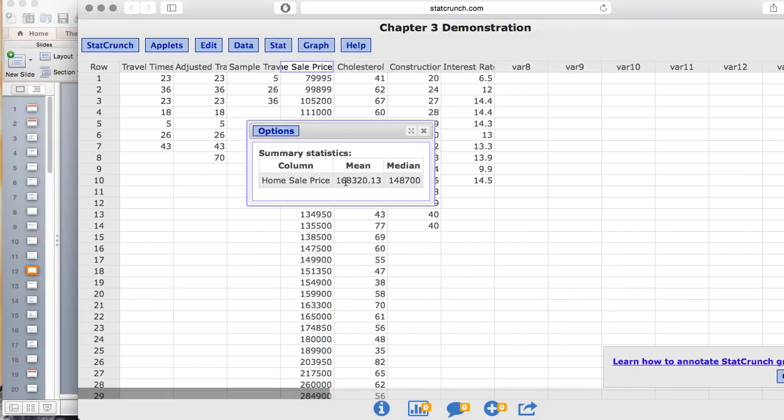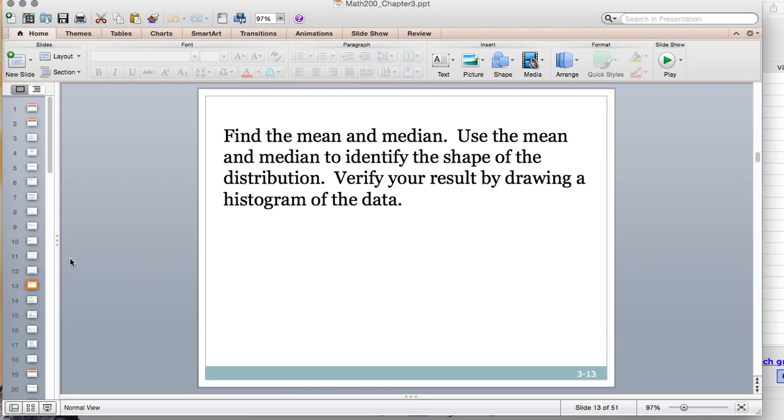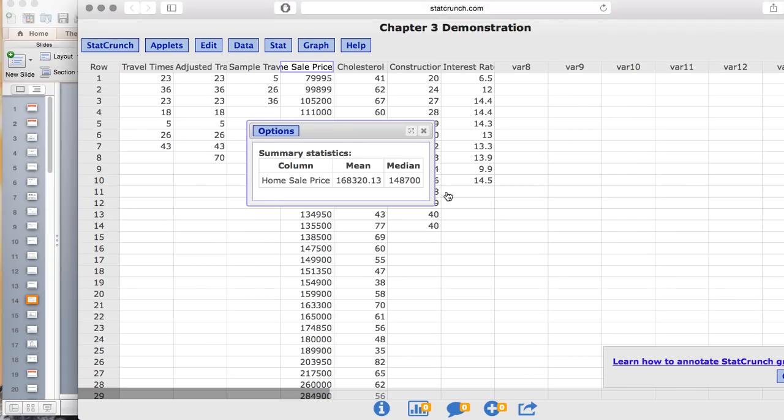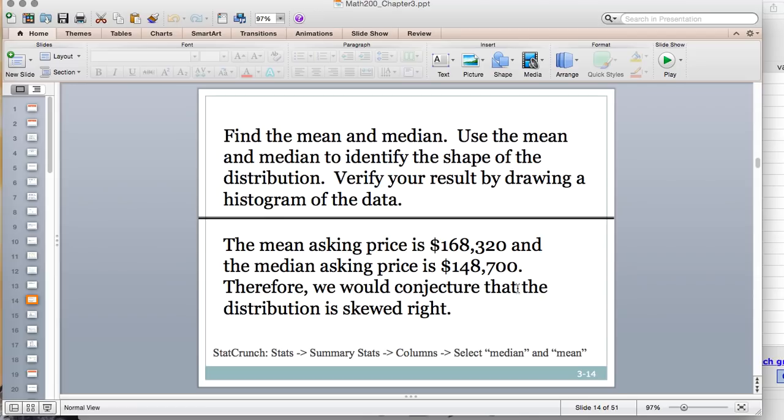And you'll see that it gave me the mean and the median for my home sale price. And let me just move down a slide. So the mean asking price is $168,320, which is what we found right here, and we just rounded to the nearest whole dollar. And the median is $148,700.